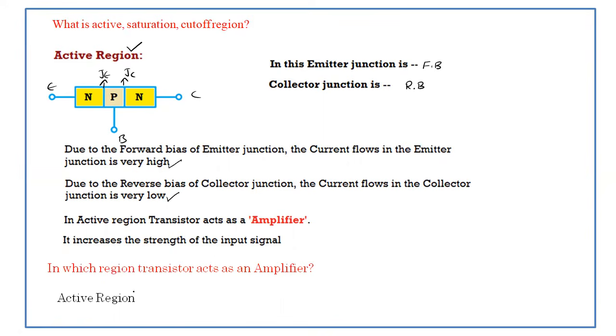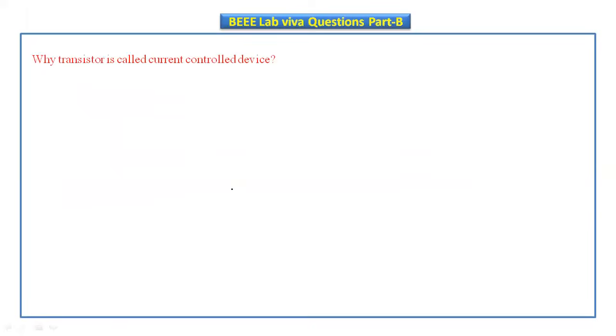The answer is active region. If they ask this question, you have to say in active region, transistor acts as amplifier. What is active region means? You have to explain all these things. Why the transistor is called as current control device?